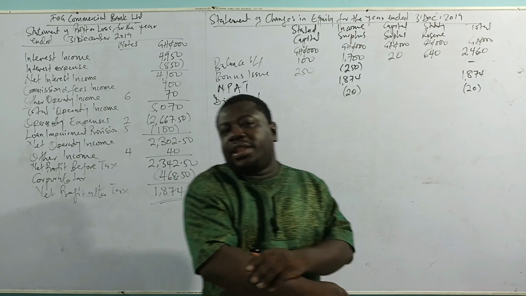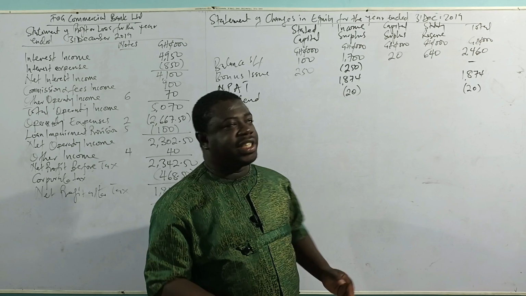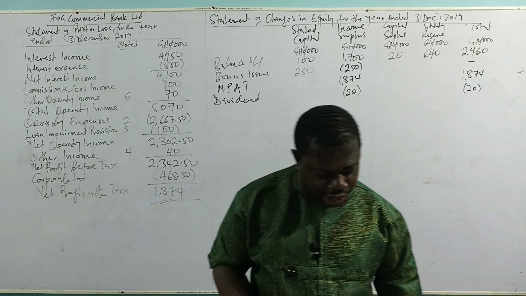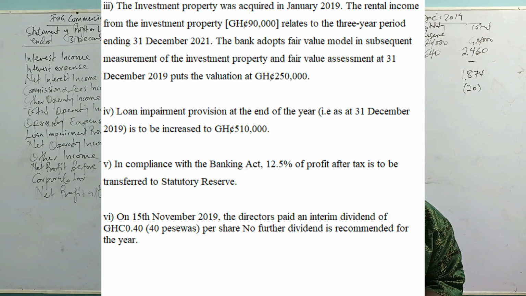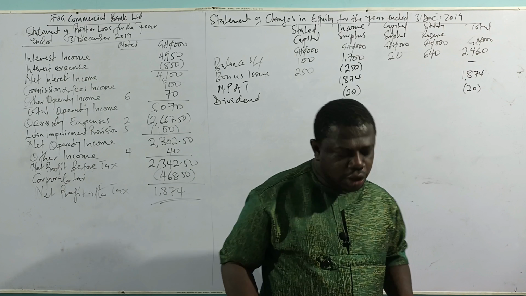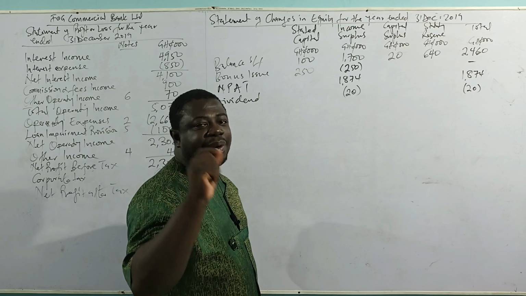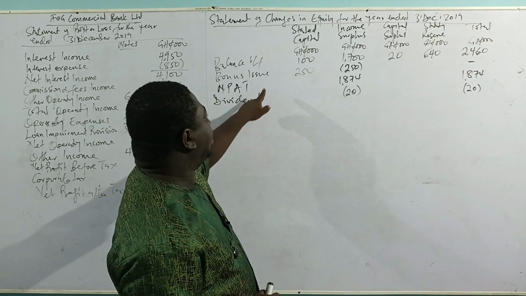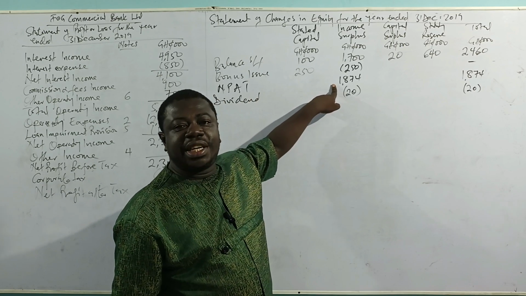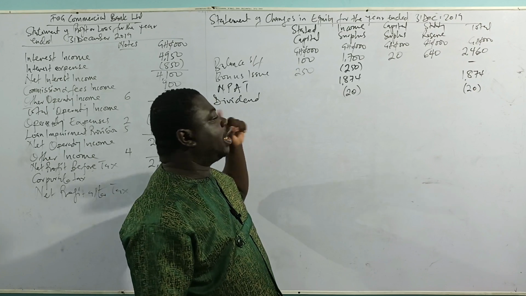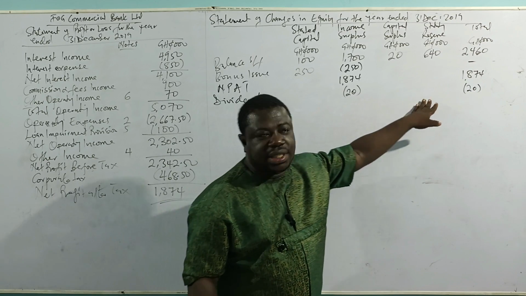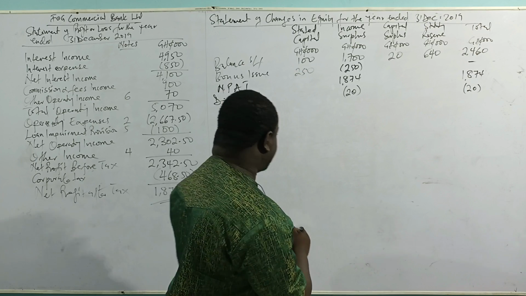And then the final thing under the income surplus is that we are supposed to make a transfer according to the additional information. In compliance with the Banking Act, 12.5% of profit after tax is transferred to statutory reserve. So 12.5% of profit after tax. Where is the profit after tax? 1,874. And we are going to transfer 12.5% to the statutory reserve. So you need to calculate as workings.